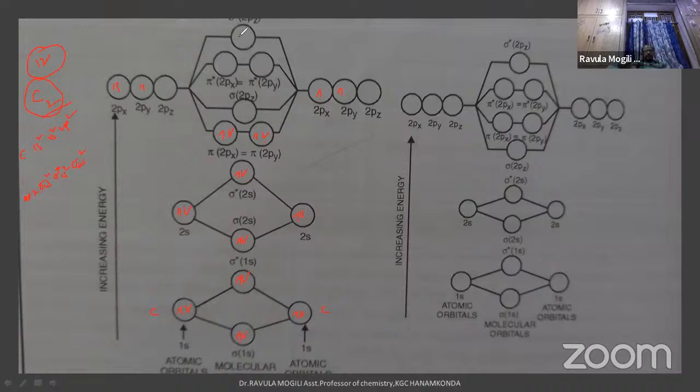That is a phenomenon. Okay, sigma star, this is 2s2, here pi 2px2, pi 2py2. So how many bonding electrons are there here?